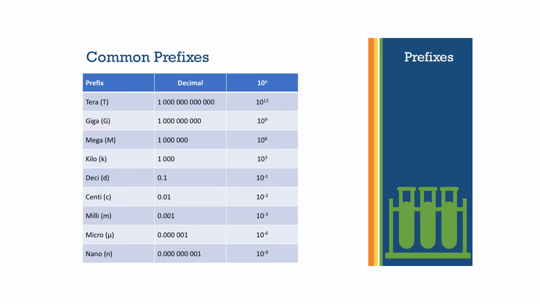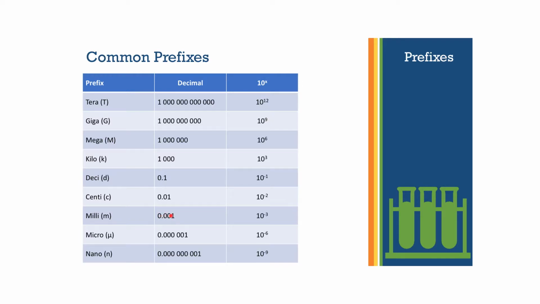So a more common way of seeing prefixes is 10 to the power of. So we know that kilo is 1,000. Well, in a calculator, that's the same as doing 10 to the power of 3. Mega, a million, that's 10 to the power of 6. Giga times 10 to the power of 9, etc.